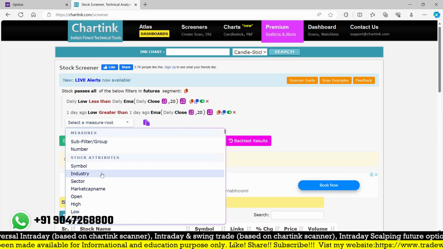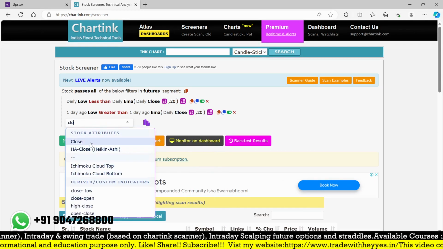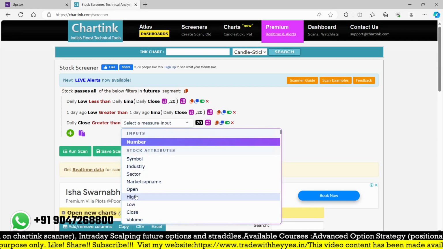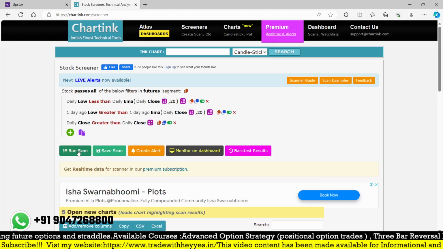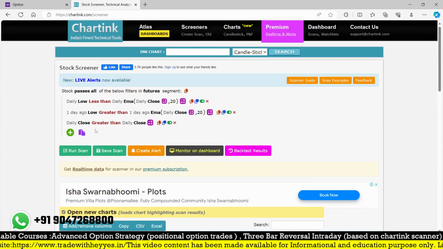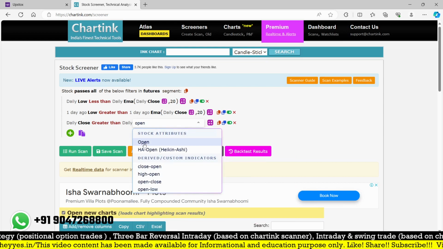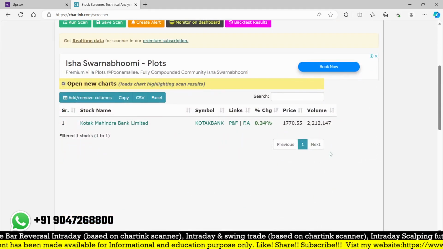So let me show you that open. The close must be greater than the open. So this condition will always tell you exact support which has taken greater than. So initially, sorry, the daily close greater than the open. Okay. So if you are giving this condition, you can easily find out a perfect reversal stock.